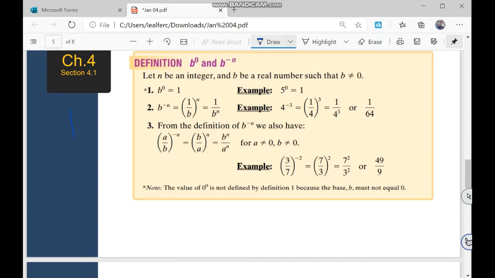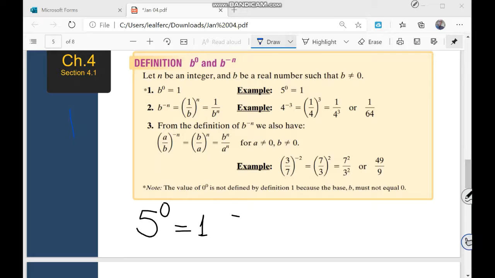First one, a very easy one. What is b exponent 0? If you have a number different from 0, let's say 5, and you apply an exponent 0, the result of any number different from 0 with exponent 0 is always going to be 1. So this is very simple, okay? So 5 exponent 0 equals 1.